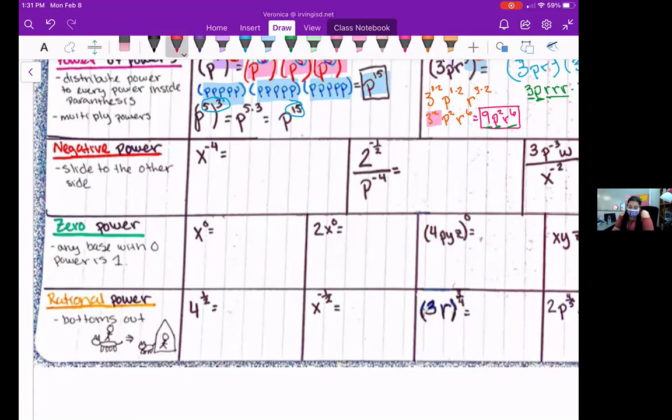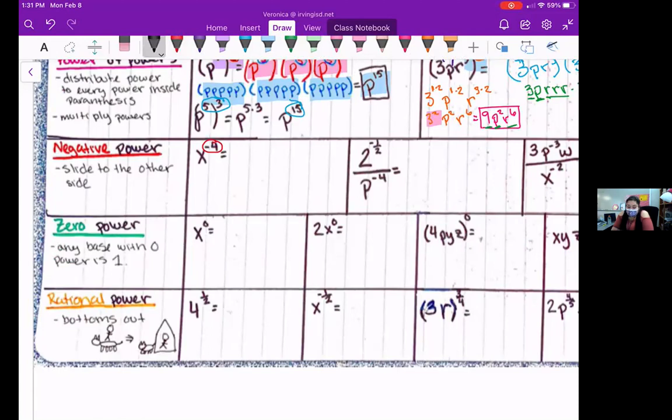So we have negative power. How do I know to use negative power? You're going to see a negative power. It's kind of self-explanatory. So right here, we can see that we have a -4. Well, here I tell you, when you have a negative power, you're going to slide to the other side. Okay, well, miss, what side? I don't know what you mean.